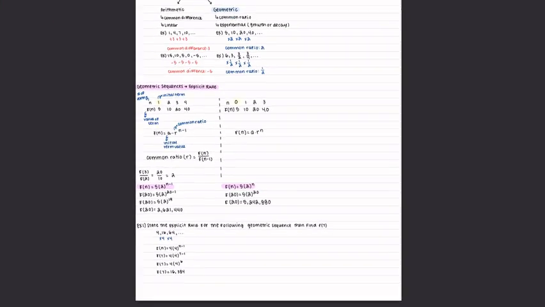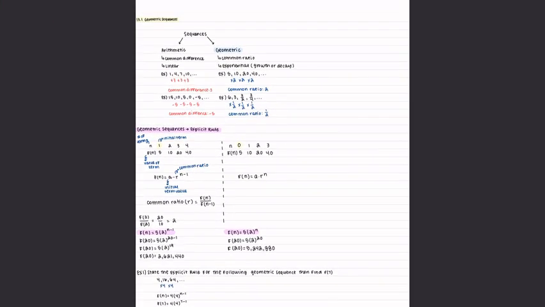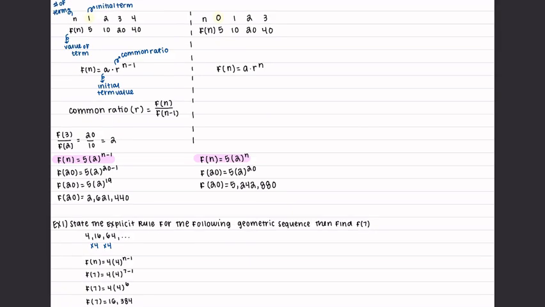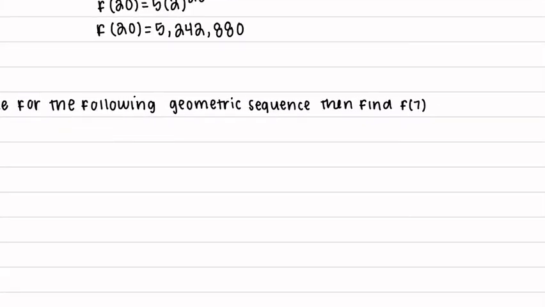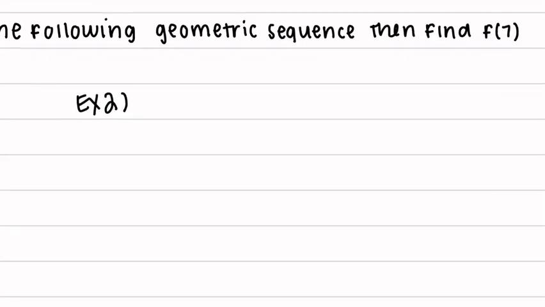Let's do one more example here. I will clean this up later, but I'm just going to put my example right now so it's on the same page. Example 2 is 162, 18, 2, 2 over 9, and so on.